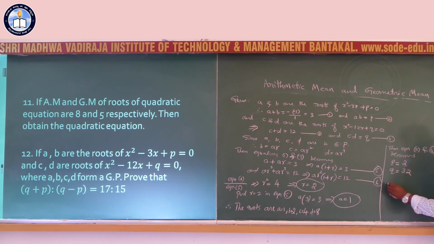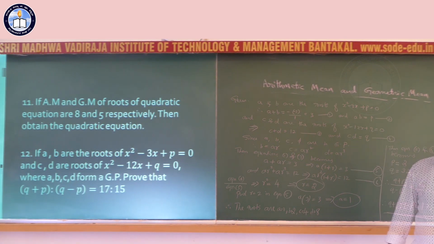Therefore, the ratio of Q plus P and Q minus P is equal to 32 plus 2, 34, by 32 minus 2, 30, that is equal to 17 by 15. Therefore, Q plus P is to Q minus P equal to 17 is to 15. That is the required ratio. Next one.